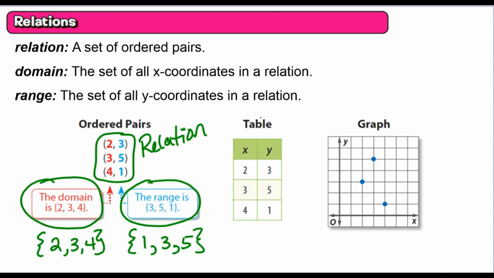And then you can see here, this is what the same ordered pairs look like in a table. Here are all the x values, here are all the y values. And then here, lastly, is what that relation looks like on a graph. When we take those ordered pairs and plot them, (2, 3) is right here, (3, 5) is right here, and (4, 1) is right here. So ordered pairs, table, and graph. We're going to be using these representations of relations quite a bit this year. So we need to get familiar with ordered pairs, tables, and graphs.